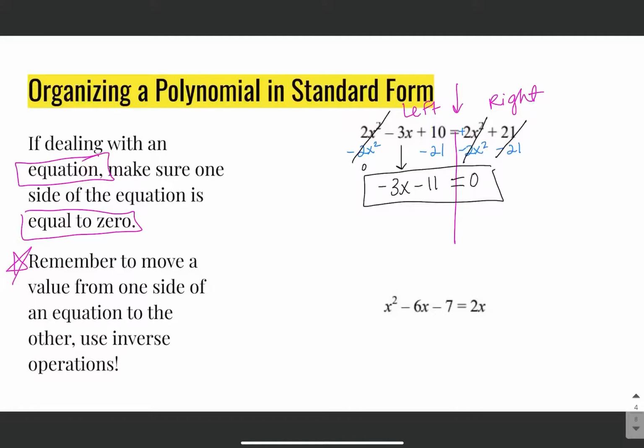All right, let's try one more. I'm going to go ahead and move 2x to the other side. I'm going to put that underneath the negative 6x, because again, I need to make sure I'm combining like terms. 2x minus 2x, that's equal to 0. This negative 7 can just come on down. That's going to be negative 6, 7, 8x. And this x squared can come on down. And again, that should already be in standard form because I've got x squared, then x to the first, and then no x.